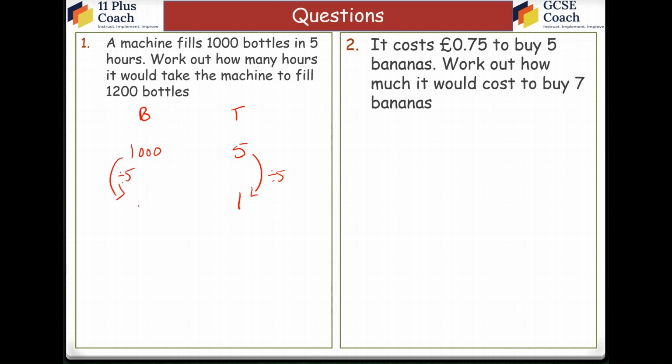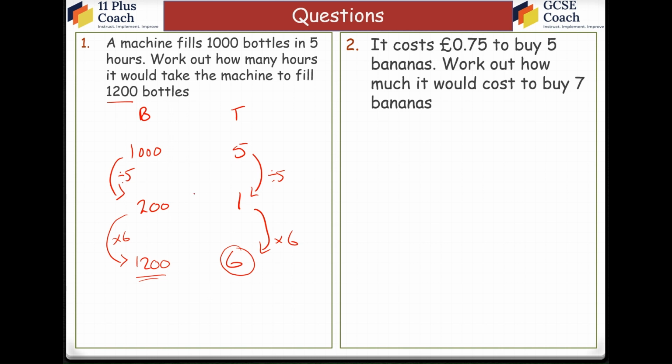That gives me 200. So now I know in 1 hour, I get 200 bottles, if it does 1,000 bottles in 5 hours. Now the question is to work out 1,200 bottles. That's easy now. To go from 200 to 1,200, I simply need to times it by 6. So 200 times 6 is 1,200. So that means 1 times 6 will be 6 hours. So the answer to this question is, it will take the machine 6 hours to fill 1,200 bottles.